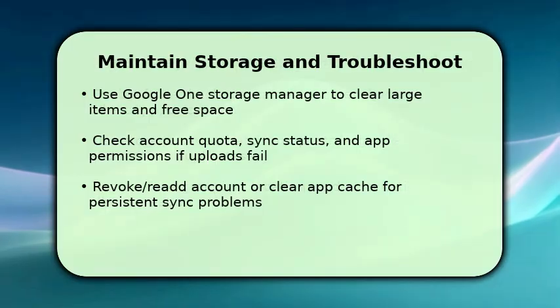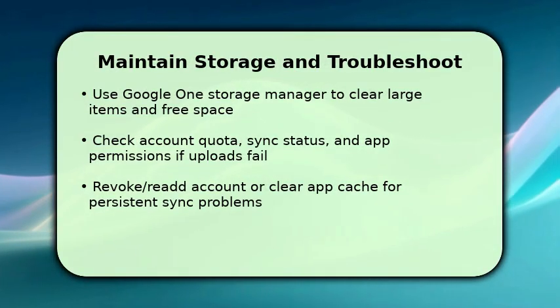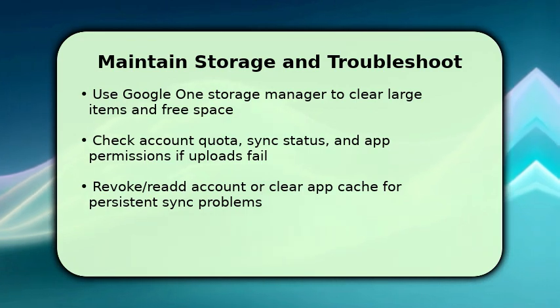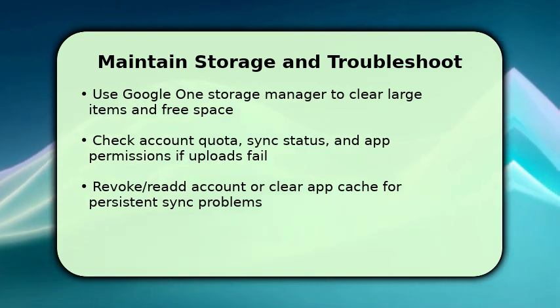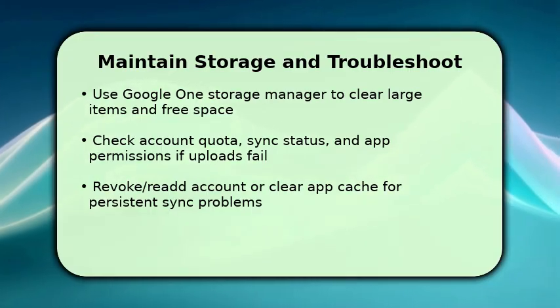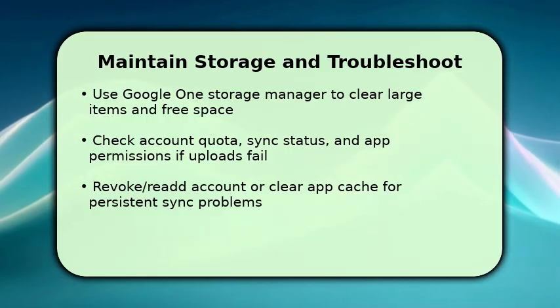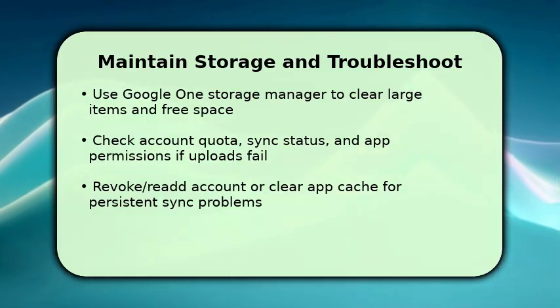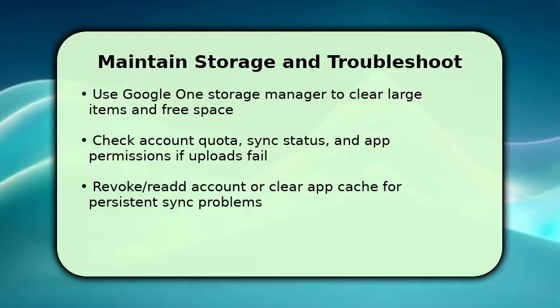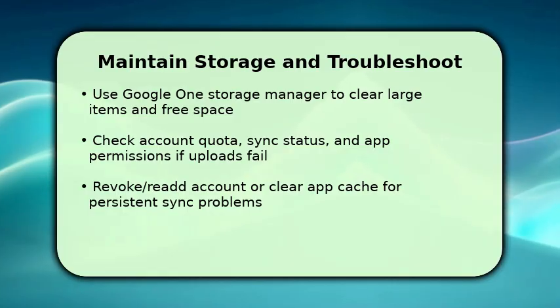Finish by actively maintaining your quota so backup stays uninterrupted. Open Google One or Photos Storage Manager to remove large videos, blurry photos, or items from trash to free space. If uploads stop, check sync status and app permissions, sometimes toggling backup and sync off and on fixes stuck items. If problems persist, clear the app cache or remove and re-add your Google account. This often resets stalled uploads.